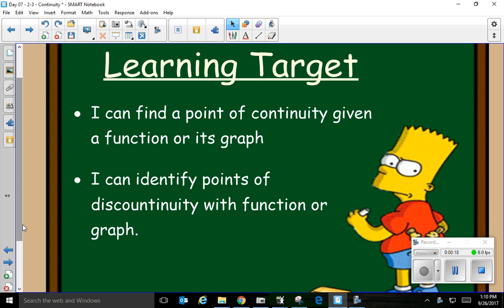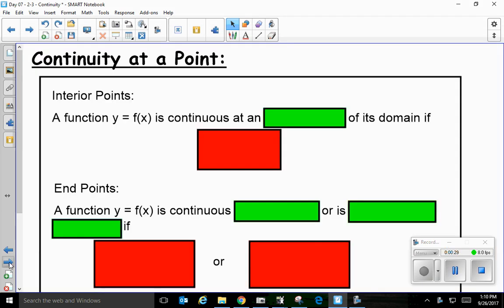Okay, I can find a point of continuity given a function or its graph. I can identify points of discontinuity with a function or a graph. And let's get started. This, to me, gets a little bit easier. The explanations and the terminology, you're going to be like, what? Trust me.